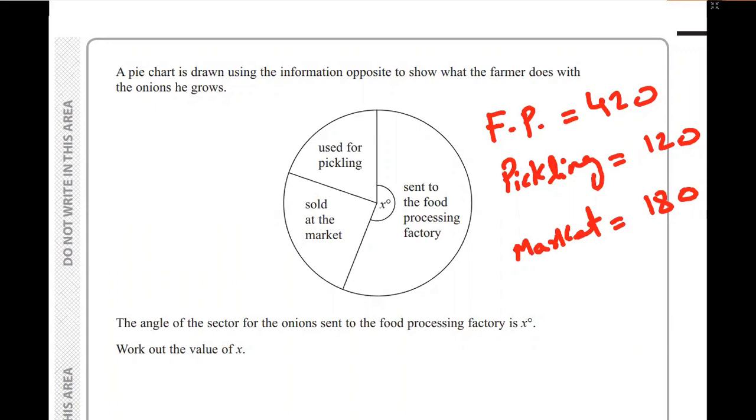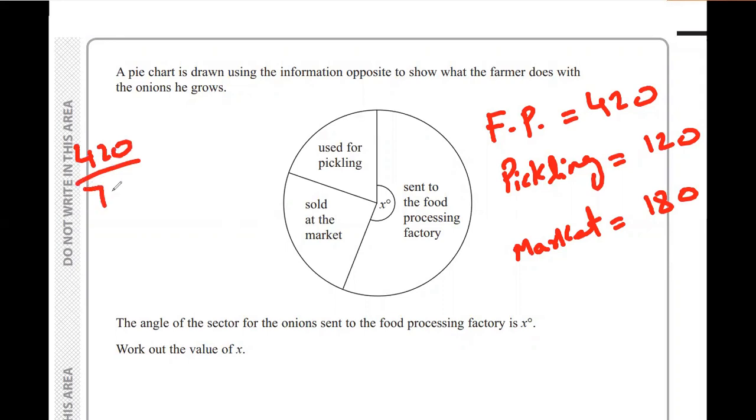A pie chart is drawn using the information opposite to show what the farmer does with onions he grows. They're used for pickling, sold at market, and sent to the food processing factory. The angle of the sector for the onions sent to the food processing factory is X. Work out the value of X. Right, so first of all, if we add all of these up, what do we get? 180 and 120 is 300, so 720. So altogether there are 720.